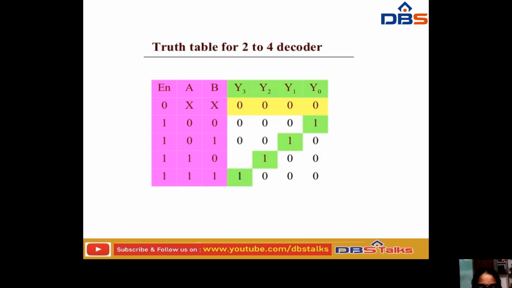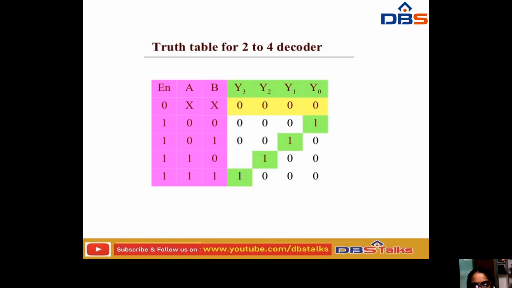If you have observed, this is the truth table for the 2 to 4 decoder. This is the enable bit. If it is 0, then the values of A and B are nothing, so the output is 0 0 0 0. And if you have taken these inputs, then the enable bit will become 1. If it is 0 0, at the y0 position the value will become 1. If it is 0 1, the value is 1.